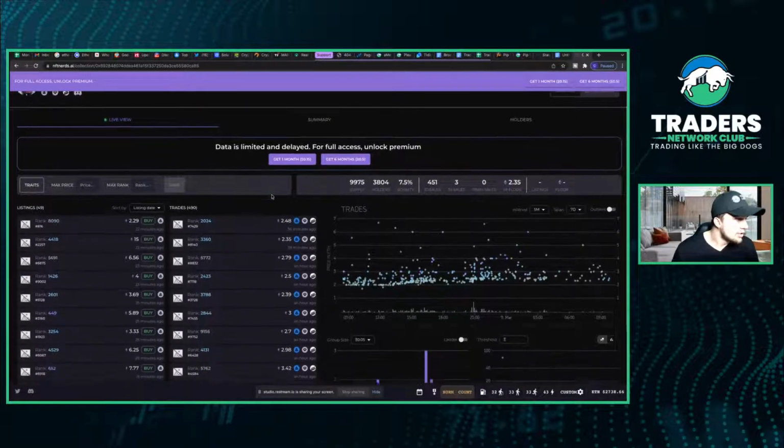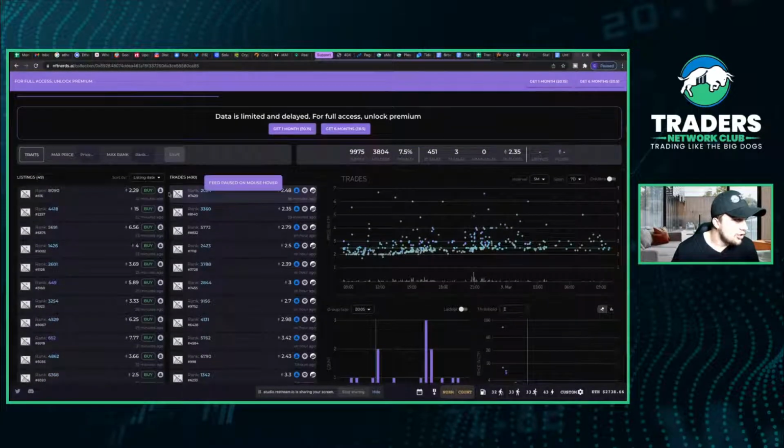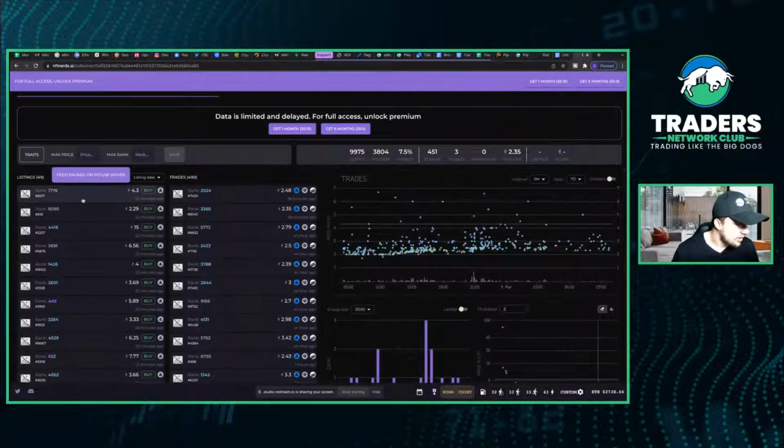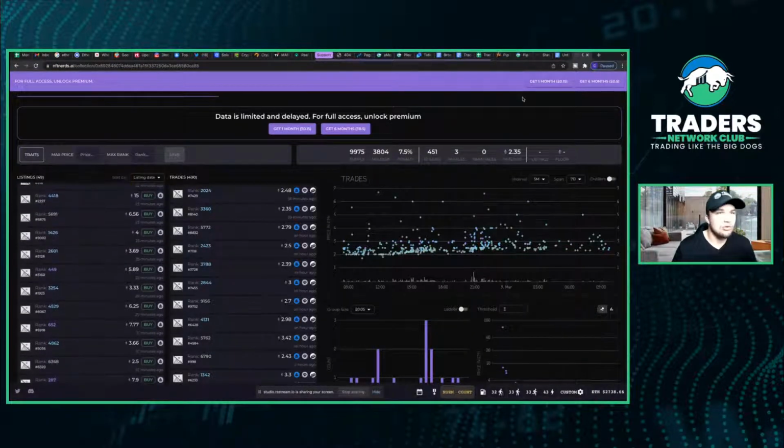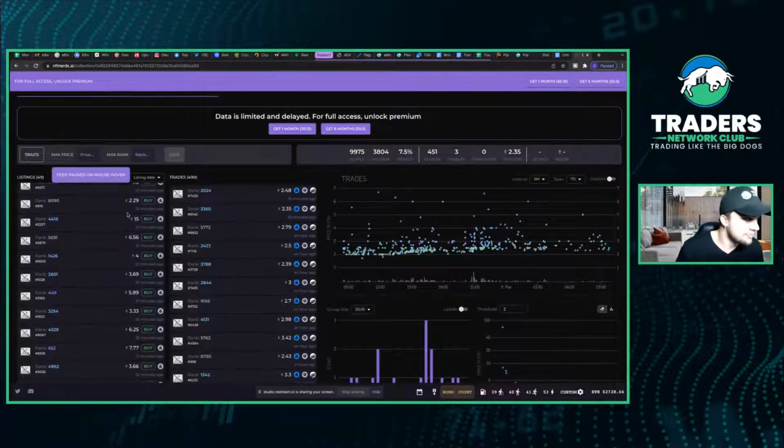So now you can use this tool to find these different rankings. You see that they show you the rankings. This is what's so cool about this tool. This is why we use these tools, to make it easier.